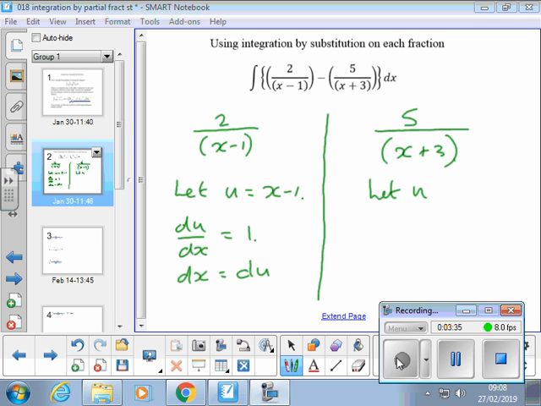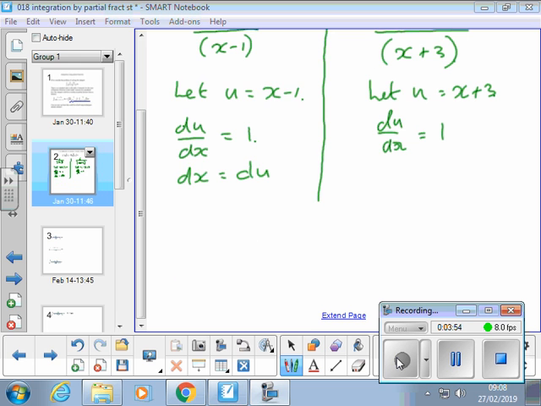So let u equal x plus 3. du by dx is equal to 1, so dx is equal to du.